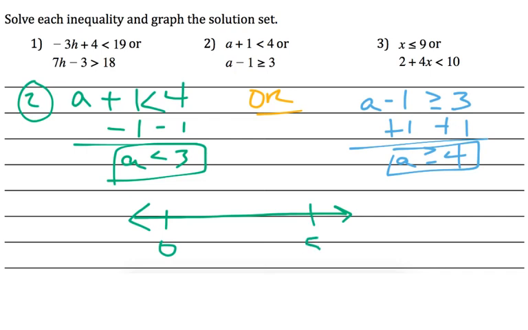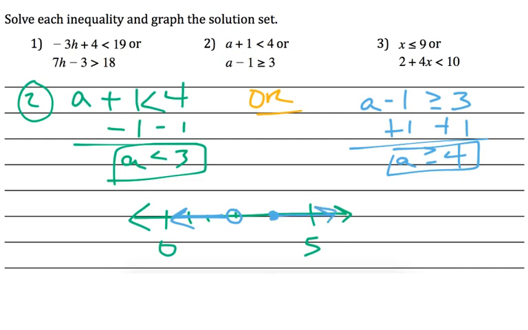I'm choosing 0 to 5 with 1, 2, 3, 4 tick marks. First of all, a is less than 3. Good there. And then we would say a is greater than or equal to 4. So here I would have a closed circle and draw to the right.